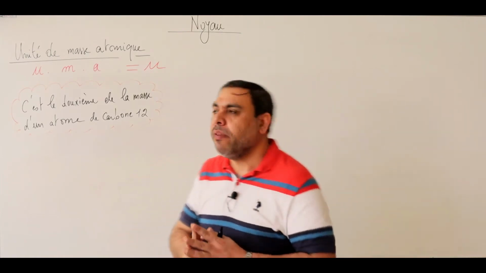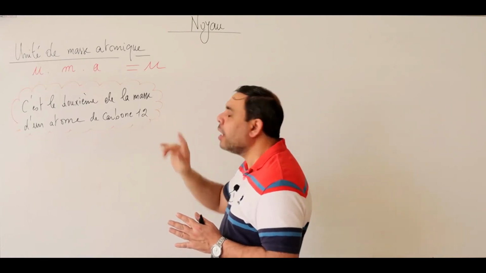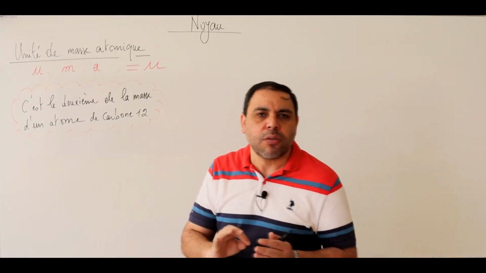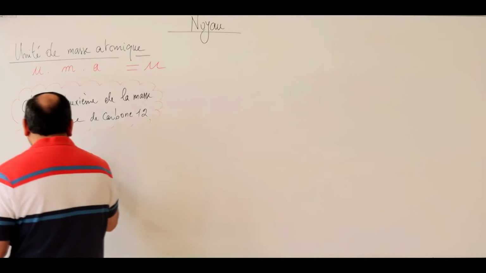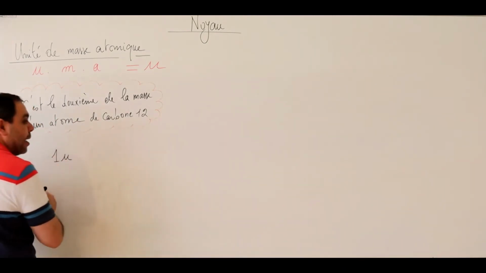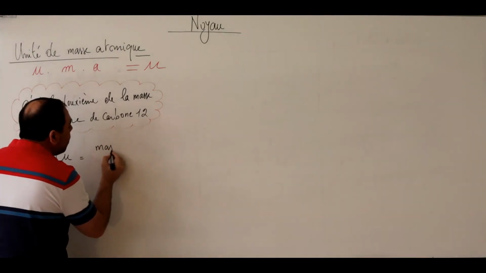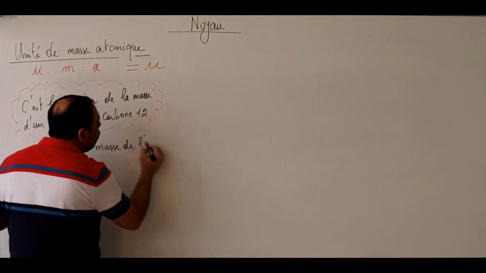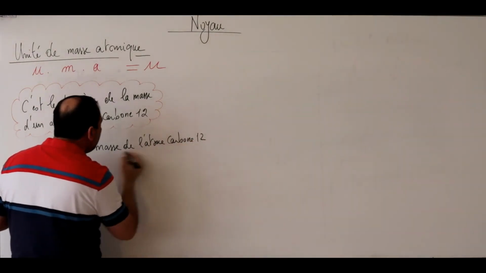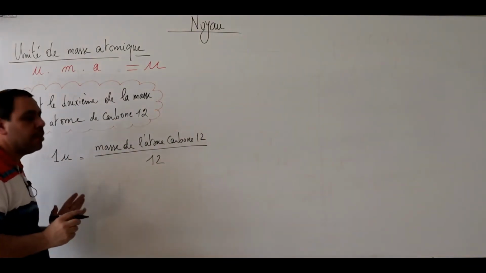This unit is defined as follows. It is equal to 1/12 of the mass of a carbon-12 atom. That is to say, we say that 1 U equals 1/12 of the mass of the carbon-12 atom.